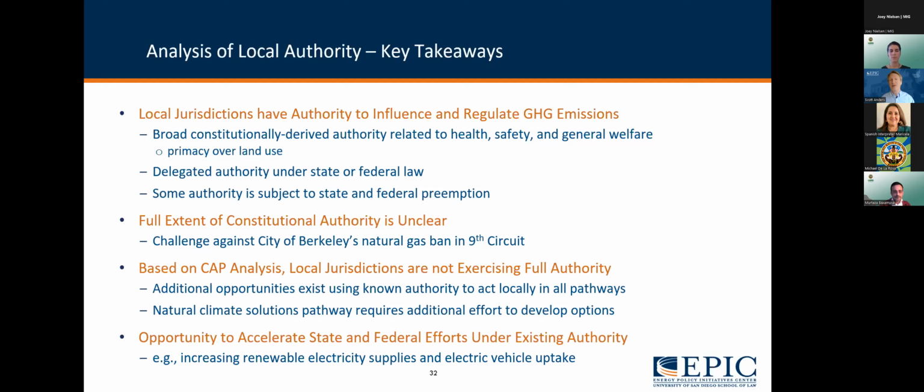Based on our analysis of climate action plans, local jurisdictions are not exercising their full authority, and there are additional opportunities using known authority to act locally in all pathways that we looked at. And we acknowledge that the natural climate solution pathway is relatively new, and we require some more analysis to understand what the options are. And there is an opportunity to accelerate state and federal efforts using this authority.